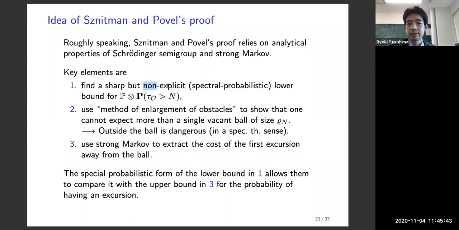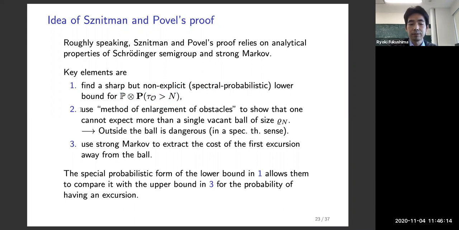Their idea is to go to some non-explicit expression. And they were able to find an extremely sharp lower bound for this survival probability in terms of the spectrum and some probability. So there is some expectation of the semigroup, which is not explicit, but very sharp. So this is the first step. In a sense, this improves Donsker-Varadhan, but not in an explicit way.